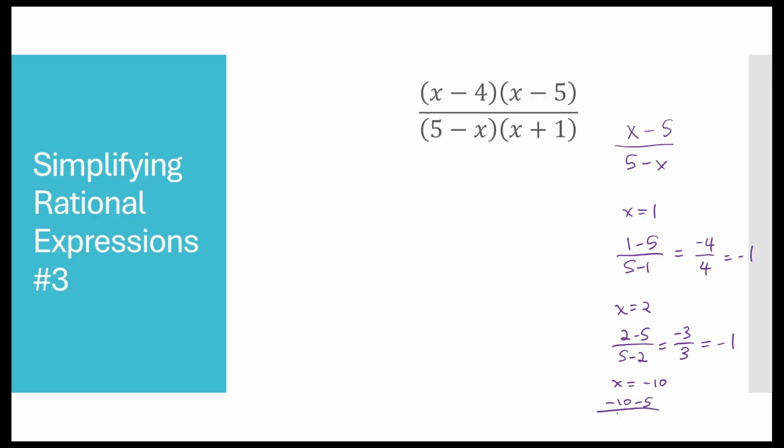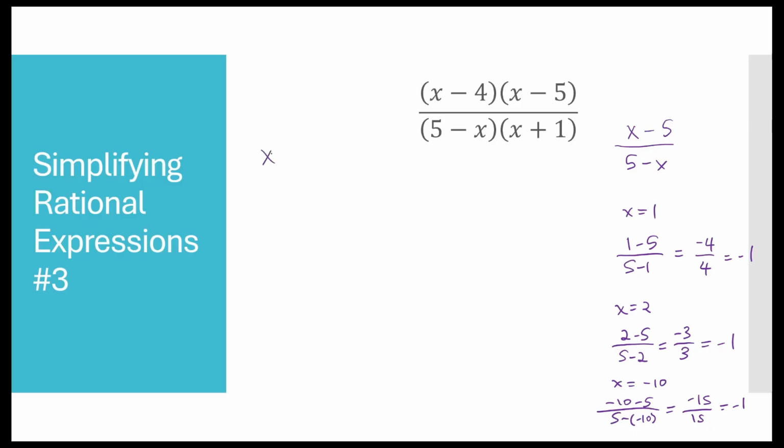-10 minus 5 over 5 minus -10. -15 over +15, also -1. So now I'm really noticing a pattern, and I want to double check. Is this always going to be -1, like no matter what I plug in for x? So let's think for a quick second about greatest common factors.